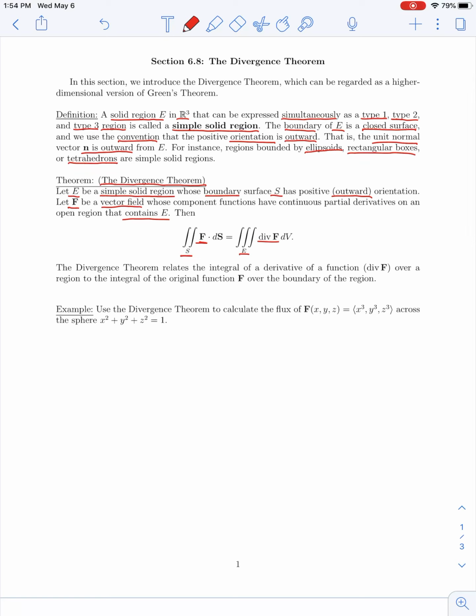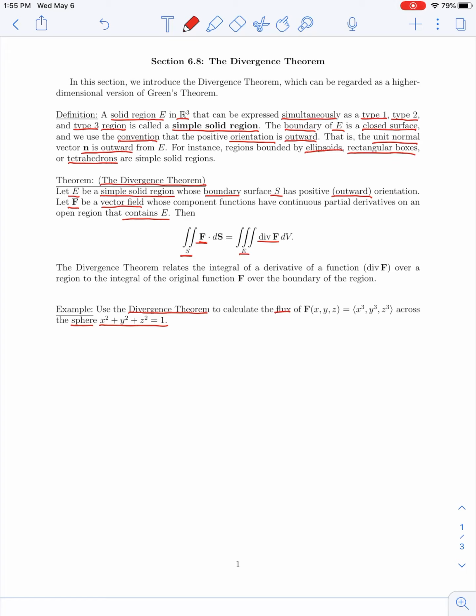Its primary application is to evaluate surface integrals over closed surfaces that might be a little difficult to evaluate using our surface integral formula. In our first example, we are told to use the divergence theorem to evaluate the flux of the vector field F, which is x cubed, y cubed, z cubed, across the unit sphere x squared plus y squared plus z squared equals 1. We're supposed to evaluate this flux integral over a sphere, and one way that we could do this would be to try to do it directly.